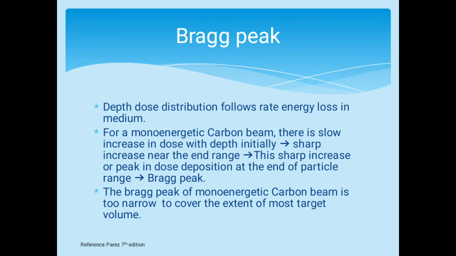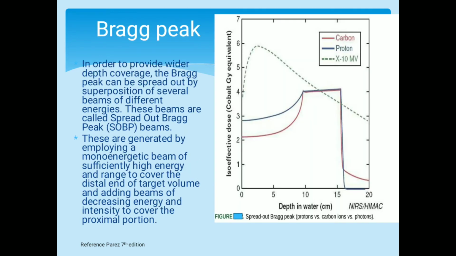Depth dose distribution follows rate of energy loss in the medium. For a monoenergetic carbon beam, there is a slow increase in dose with depth initially, then a sharp increase near the end of range. This sharp increase or peak in the dose deposition at the end of particle range is called Bragg peak. The Bragg peak of a monoenergetic carbon beam is too narrow to cover the extent of most target volumes. In order to provide wider depth coverage, the Bragg peak can be spread out by superposition of several beams of different energies. These beams are called spread out Bragg peak beams.